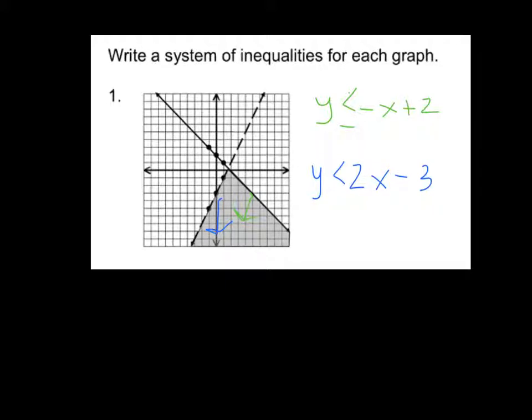So I've now written my system. My system was y is less than or equal to negative x plus 2. That's this line. And then it's y is less than 2x minus 3. That would be this line. And then this is where the solutions for this inequality fall. It's in the overlapping shaded region.